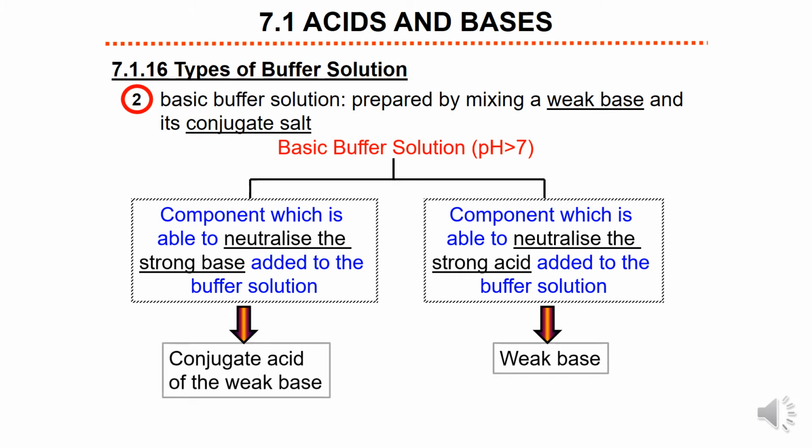The component which is able to neutralize the strong base is the conjugate acid of the weak base, which comes from the salt. The component which is able to neutralize the strong acid is the weak base. Example, NH4+ comes from the salt and ammonia is a weak base.